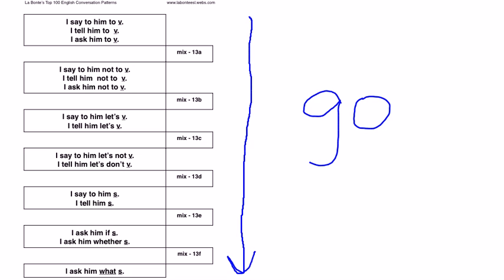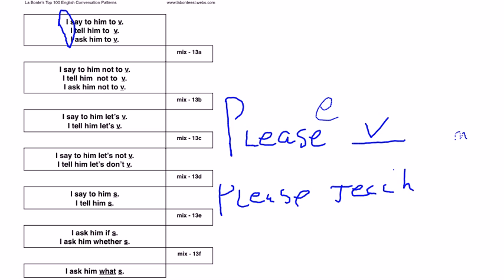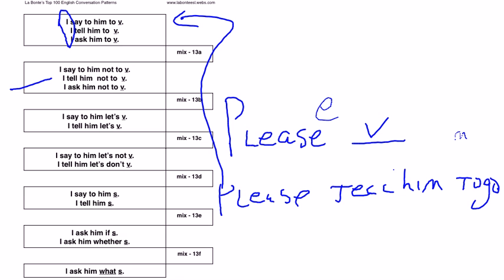Also, if you want somebody to say or ask something for you, what happens is the noun at the subject of the sentence is dropped, and you just put the verb. So you would say, please tell him to go. Here, please tell him not to go. Please tell him I want to go. Please ask him if he wants to go.